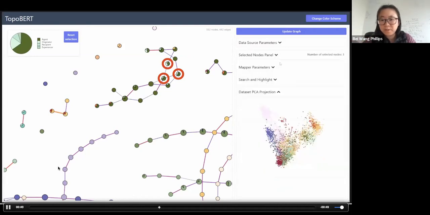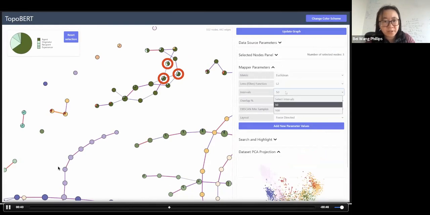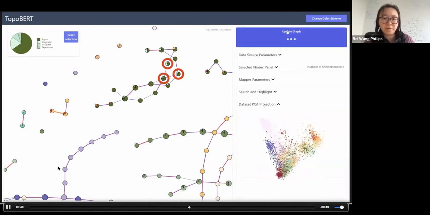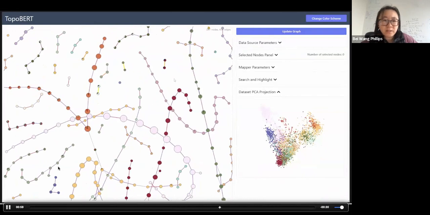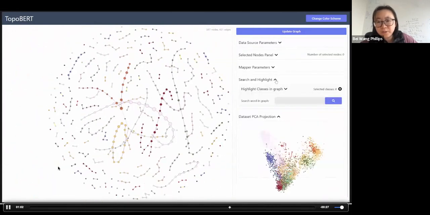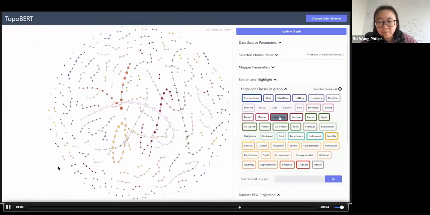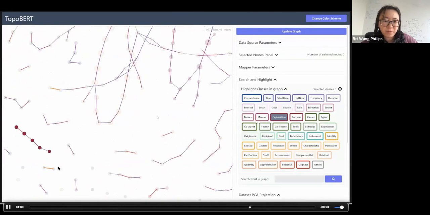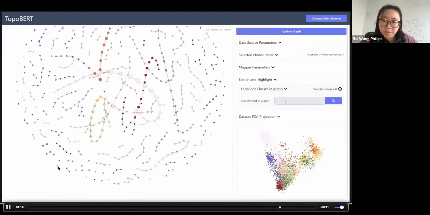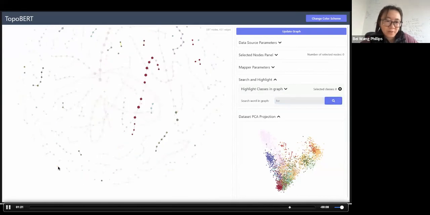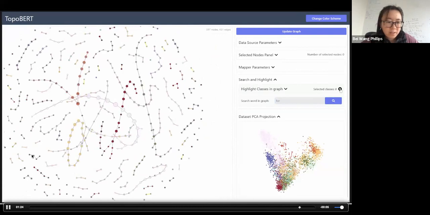And of course, the lower bottom corner is the PCA projection of this point cloud. So you want to compare the projection of this point cloud with the topological summary of the point cloud. You can also search and highlight a specific label. For example, the nodes with this label are going to be distributed in different parts of my mapper graph. So you can dive into how those differently labeled word embeddings are distributed.